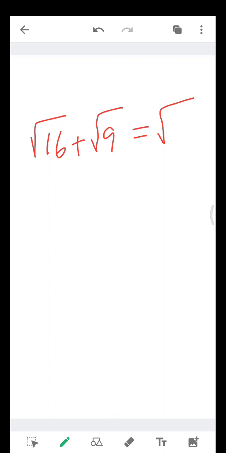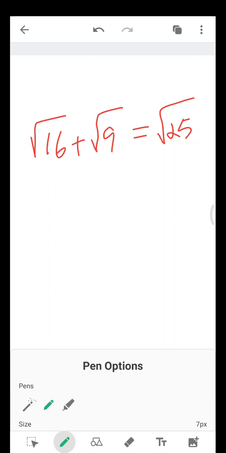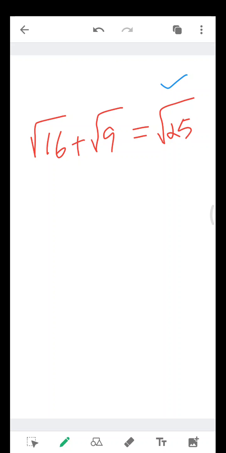If you have a number like root 16 plus root 9, what will be the answer for this? Will it be root 25? This answer looks correct to you, isn't it? 16 plus 9, when you add it you will get 25, and most of the students write root 25. Let's check whether this is equal or not.